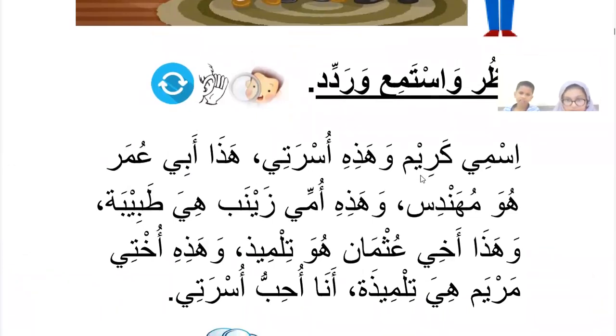Ismi Kareem. Wahazihi Usrati. This is my family. What is the meaning of Ismi? My name is Kareem and this is my family. Haza Abi Umar. And this is my father Umar. Huwa Muhandis. He's an engineer.